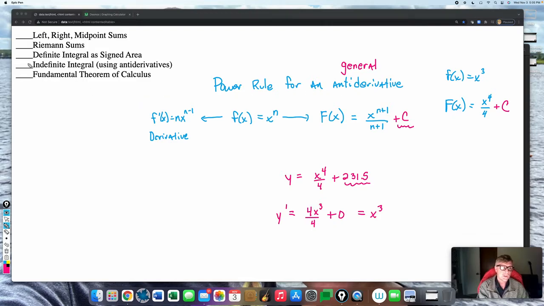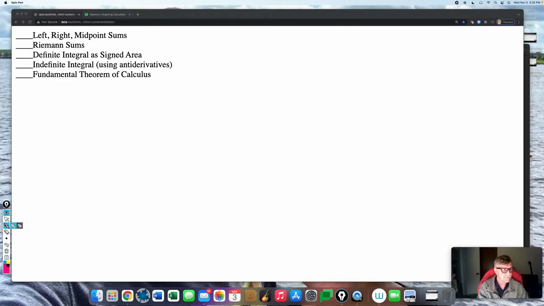Okay? So what does that have to do with an indefinite integral? That's a good question. I'm glad you asked. The indefinite integral of x cubed with respect to x is exactly the general antiderivative. You would say that this is x to the fourth divided by 4 plus an arbitrary constant. So an indefinite integral uses the antiderivative, but it uses the general antiderivative.